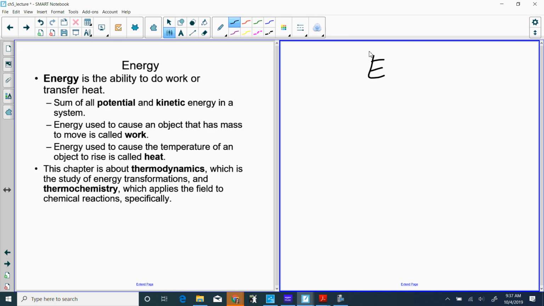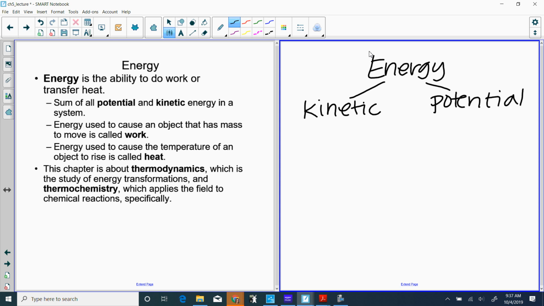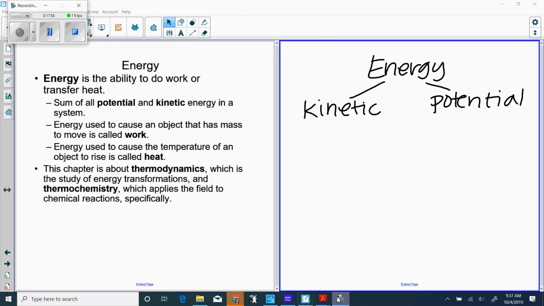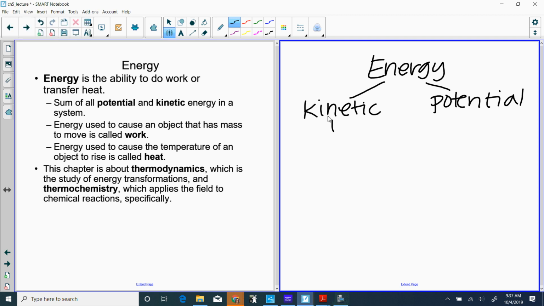Energy can be two things. It can either be kinetic energy or it can be potential energy. Kinetic energy is the energy of movement. So in chemistry, the kinetic energy comes from the movement of the molecules.